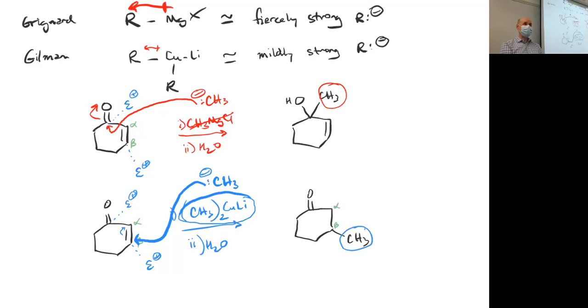So we get to choose. If you want your carbon to attack an enone at the beta spot, you should use a Gilman reagent. It's more choosy, and that's what it would prefer. If you want your carbon nucleophile to attack at the carbonyl, you should use a Grignard or an alpha lithium instead. This is where it will go. So you control where you want your nucleophile to attach. All right, any questions on that stuff?